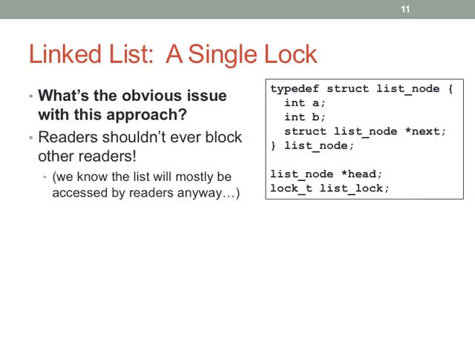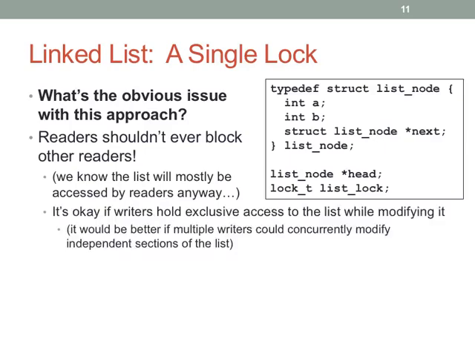So what's the obvious issue? Readers really shouldn't block readers. They're just reading. They're not manipulating this. So it would be really nice if we could figure out a way to prevent readers from being blocked by other readers. And remember the initial statement, which is that this is mostly going to be read. So we have this overhead that we're imposing for everybody just because writers can make things a mess. We don't mind if writers hold exclusive access.